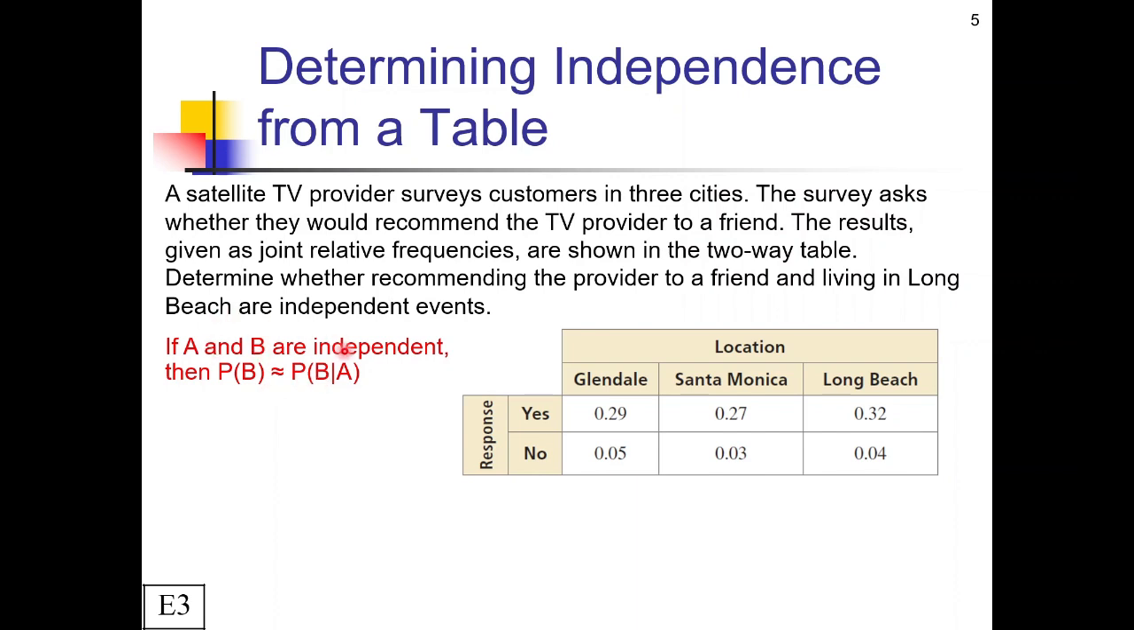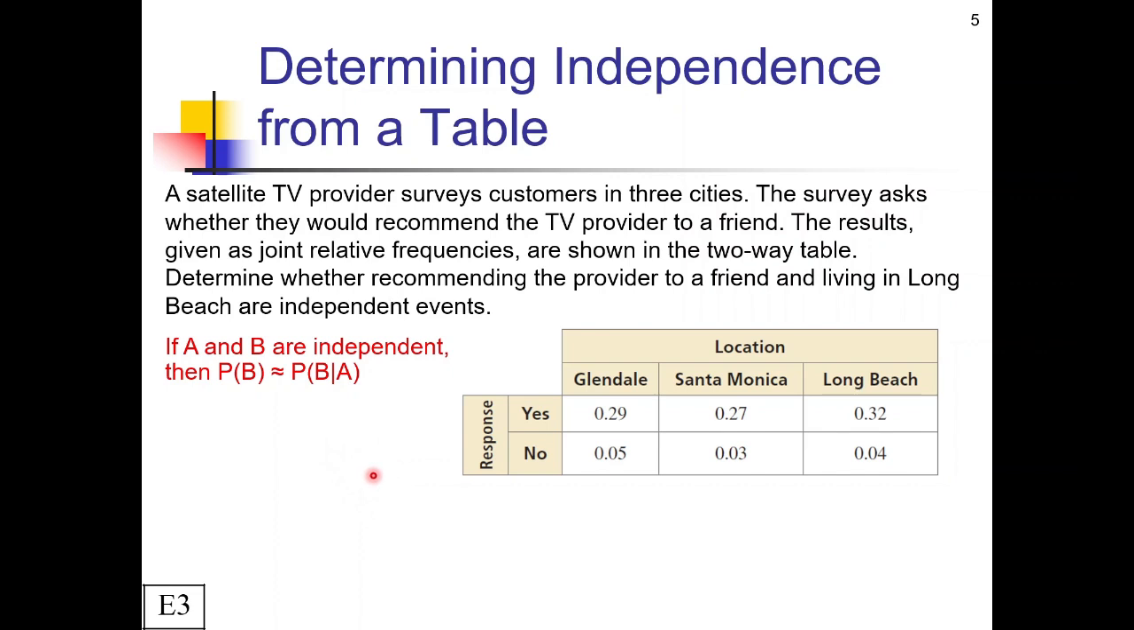If A and B are independent, then these two things will be roughly equal. If they are dependent, then you're going to see a decent difference in them. So in this case, the two different events they told us here are recommending the provider to a friend and living in Long Beach. So pause the video and see if you can use this type of reasoning to figure out whether these are independent or not.